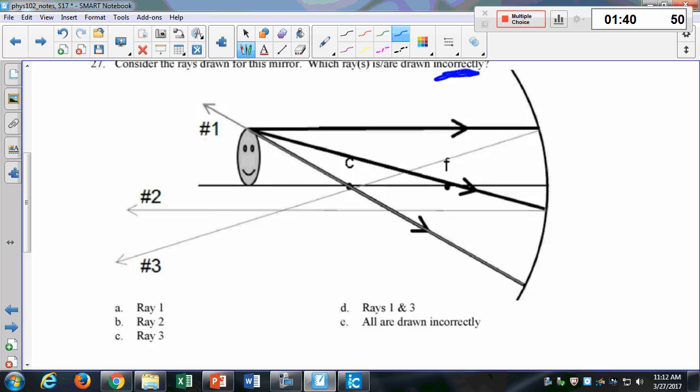Which are drawn is incorrect. All right, let's stop at 2 minutes. It's 10 more seconds.